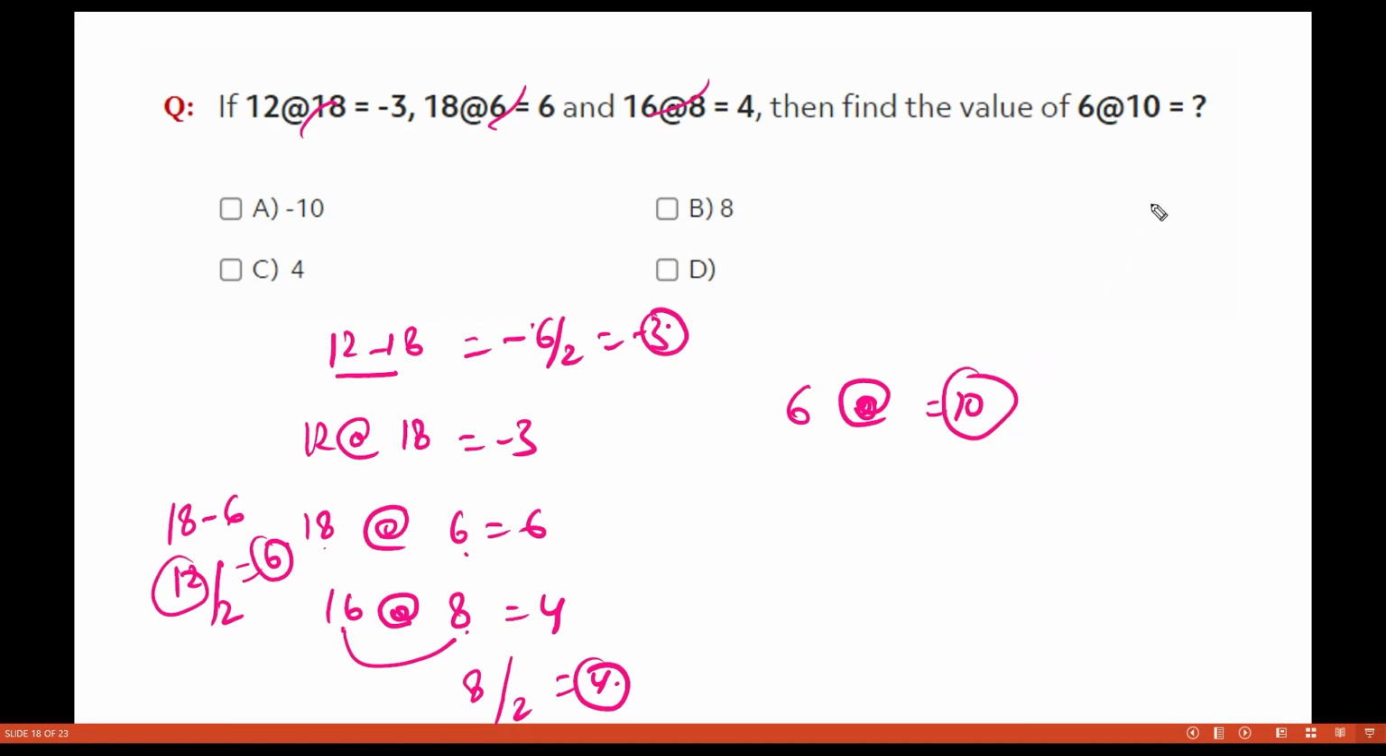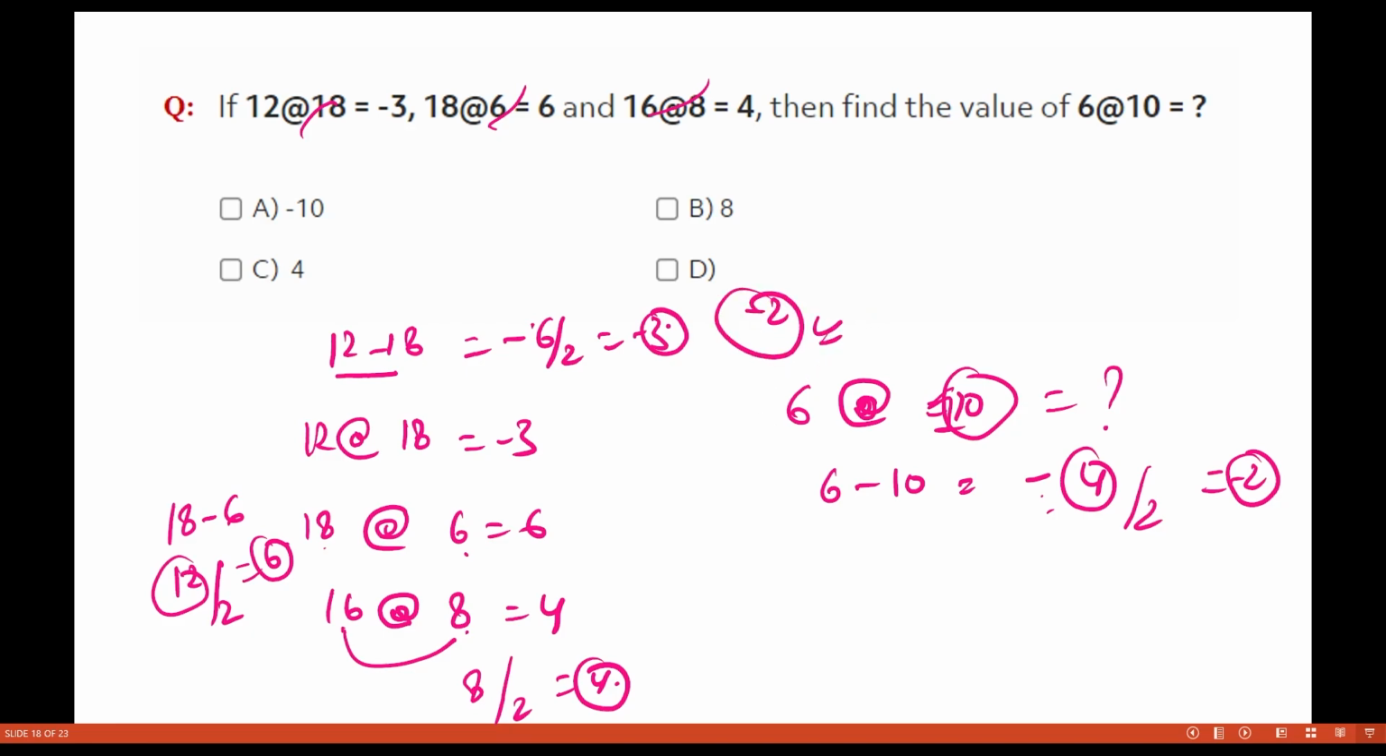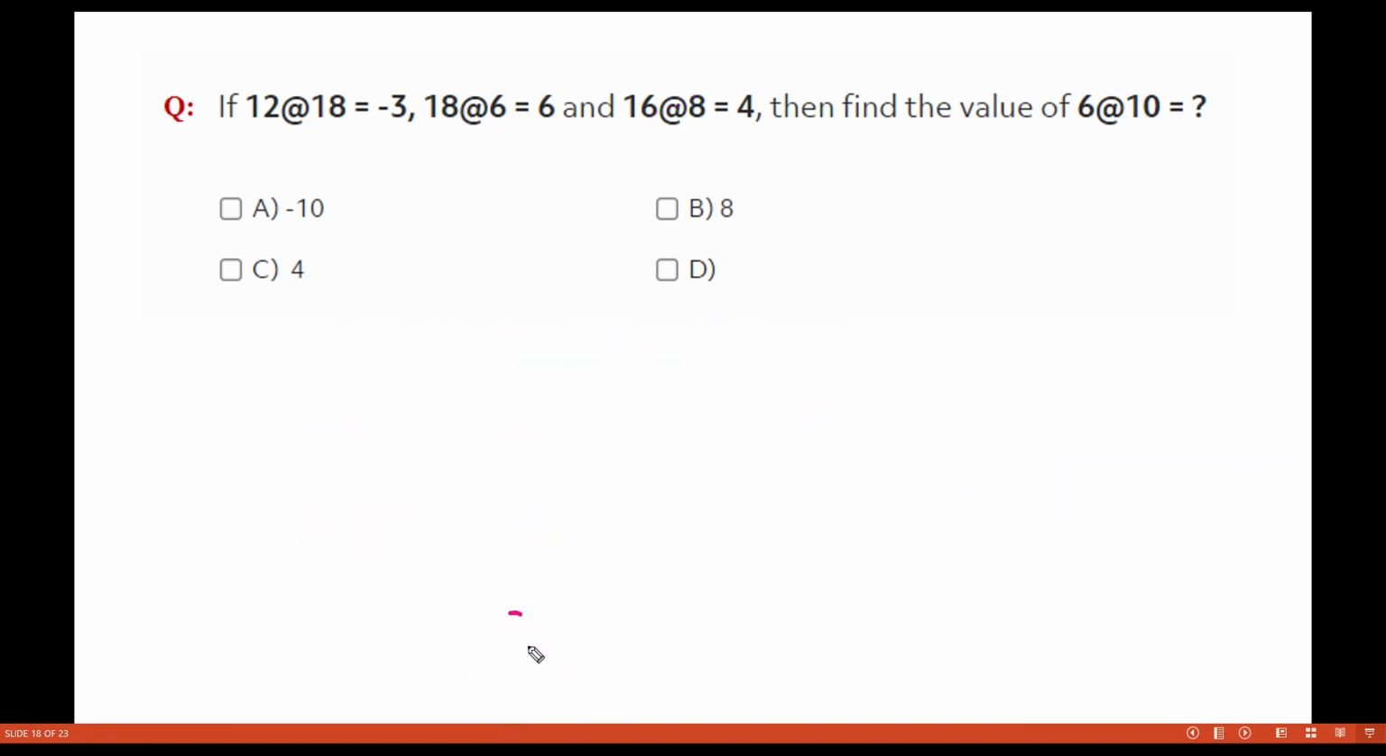Now 6 at the rate 10 is equal to what it is asking. So 6 minus 10 is obviously minus 4, and minus 4 divided by 2 is minus 2. So your answer should be minus 2. I don't know why the answer did not come here. The logic is very simple. You just have to subtract, divide by 2, keep the sign, and that is your answer. So these are very simple questions. Obviously, reasoning is simple.